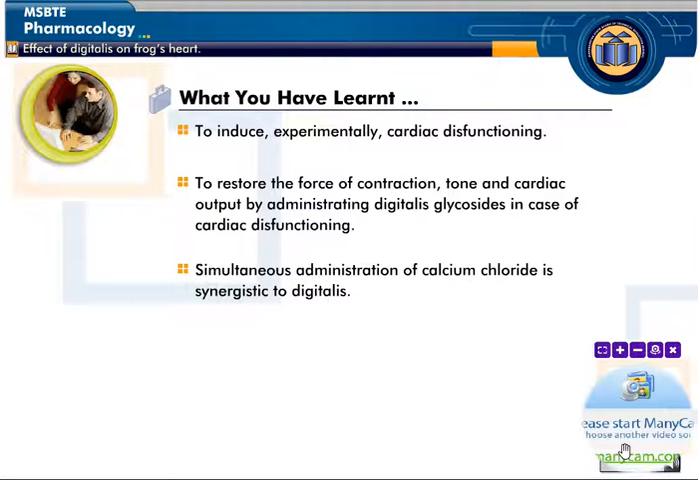You have learnt to induce cardiac dysfunctioning experimentally, and to restore the force of contraction, tone and cardiac output by administering Digitalis glycosides in case of cardiac dysfunctioning. Simultaneous administration of calcium chloride is synergistic to Digitalis.